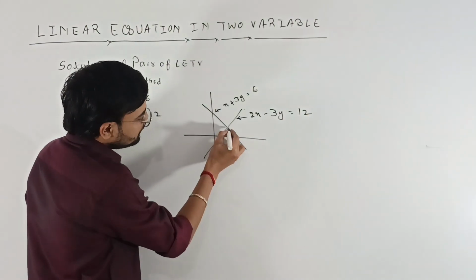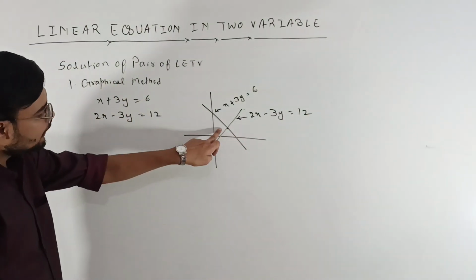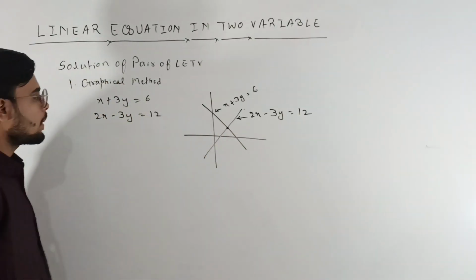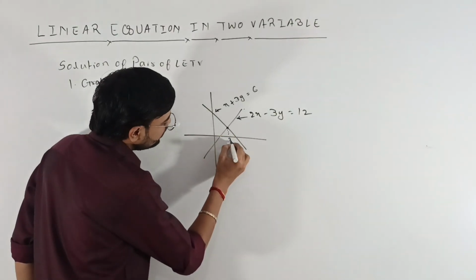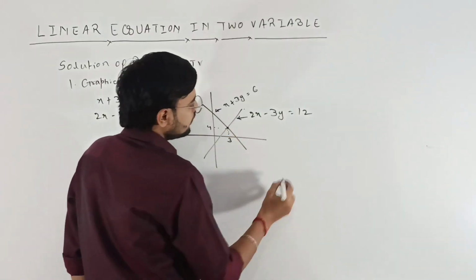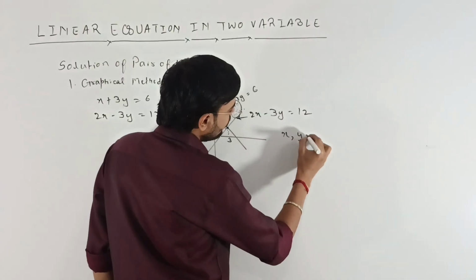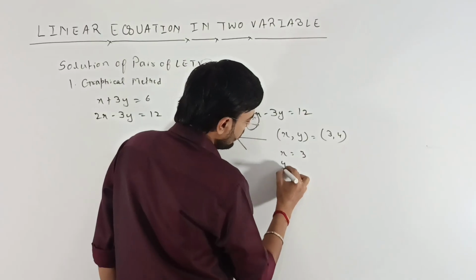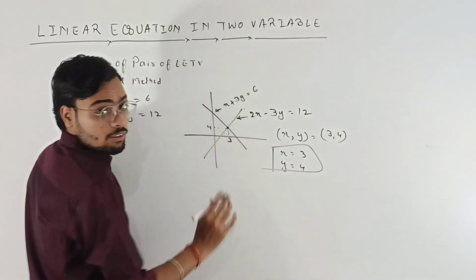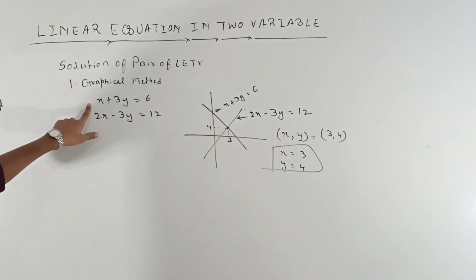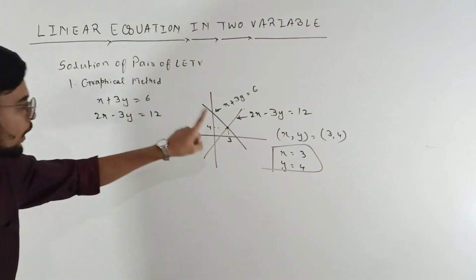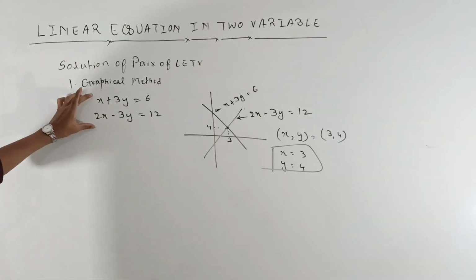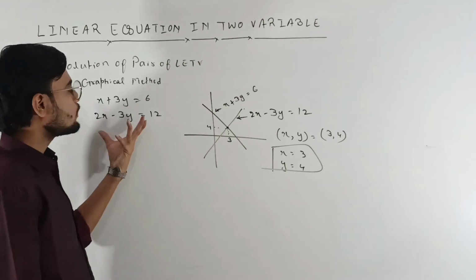Now look, these graphs intersect at this point, then coordinates of this point is the solution for this pair of linear equation. Now suppose the coordinate of this point is 3 and 4, then solution is x is equal to 3 and y is equal to 4. Okay, understood? First we draw graph for this equation, then after for this equation, and the point at which these two graphs intersect, the coordinate of this point is the solution for this linear equation in two variable. Understood? Let's find a solution for this.